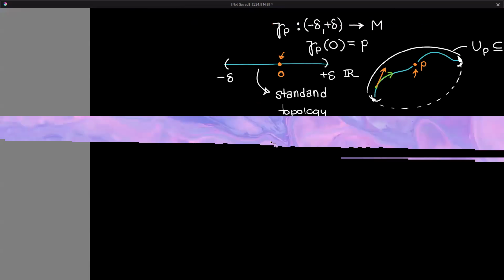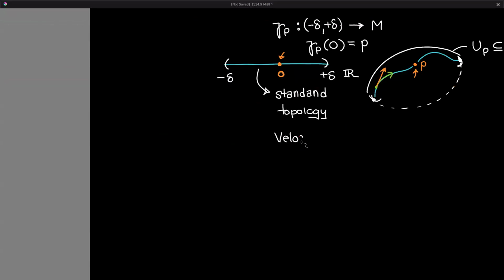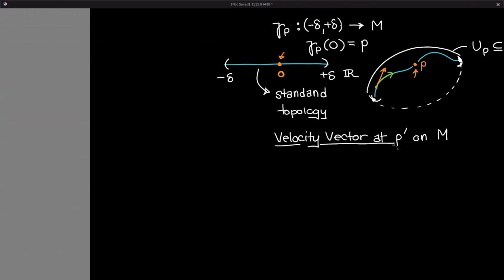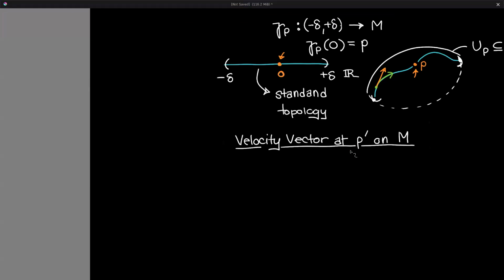So in order to do that, we need to define what a velocity vector at a point, let's call it p prime, on M means. So this is something we don't know what it means. You might look at this and say, okay, well, we know what a velocity vector is. Yes, we do. Again, we do know what a velocity vector is on Rn, and we're trying to lift that onto our manifold. We don't know what a velocity vector means on our manifold yet. So that's what we're going to try to define here.